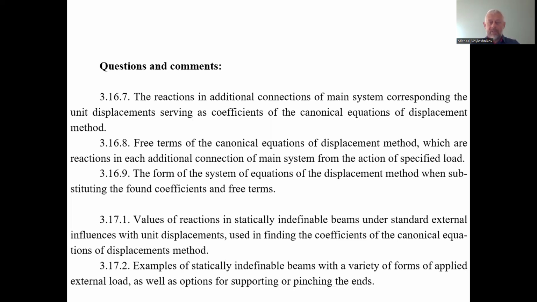And this helps to determine diagrams of the bending moment, shearing forces, maybe longitudinal forces in the assigned system, if we have the displacement of the main system.